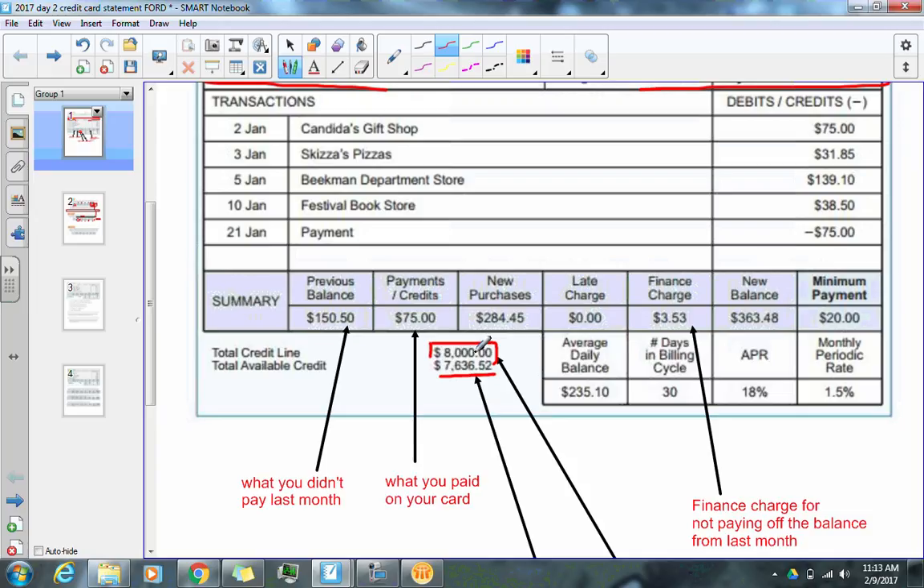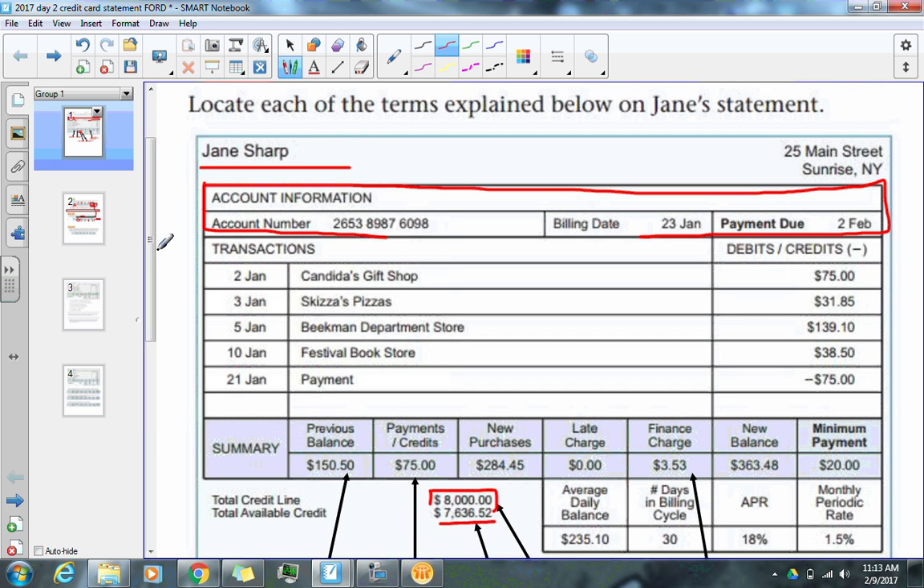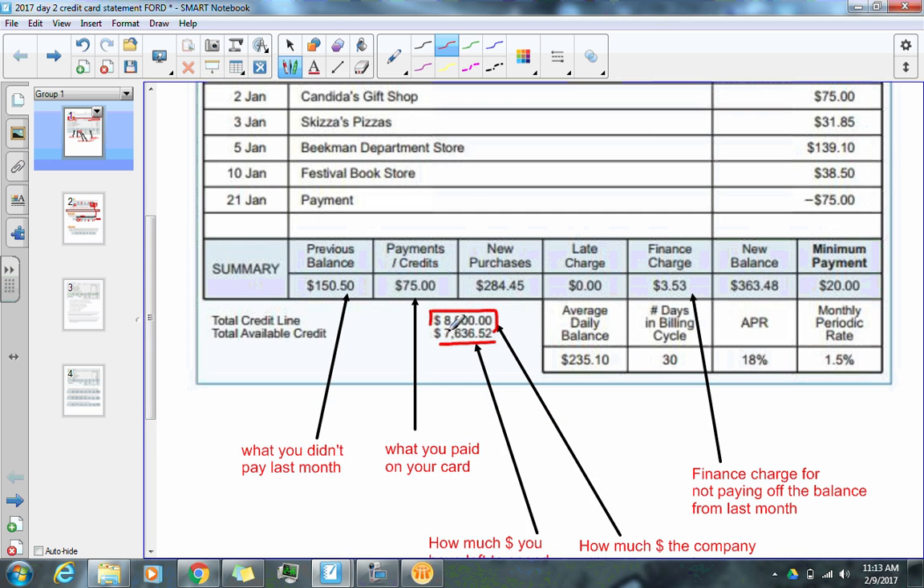Okay? Now, Jane, in this example, Jane Sharp, that's where I'm getting the name, just in case you didn't know. Jane has $7,636 left. Now, there's a difference here. 8,000 to 7,000, there's a difference here. The difference is the new balance. See, Jane already owes $363. So the question is how much available credit, what's left? How much could she still put on the card if she chose to do that? Well, that would be $7,636.